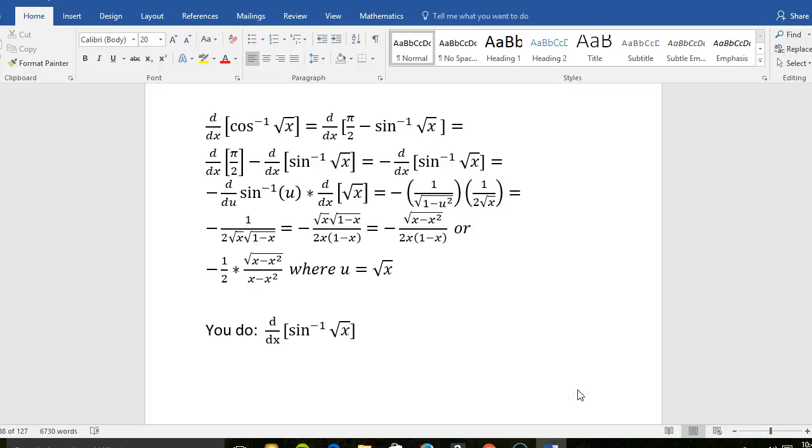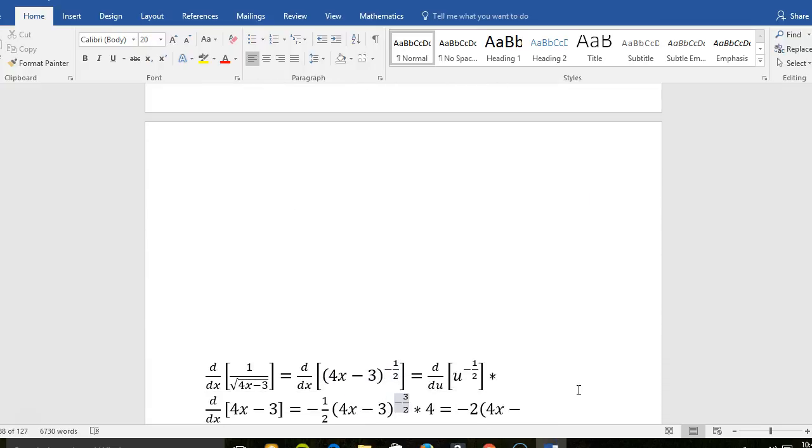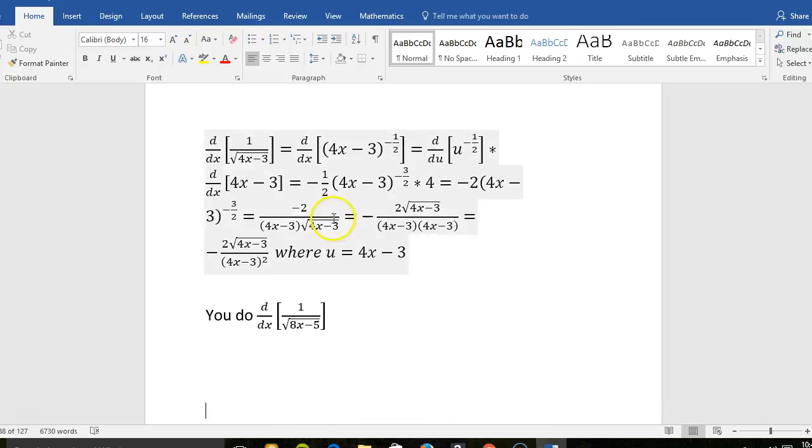So scrolling down and on the next page, well, my stuff is a little far down here. Let's look at this problem here. d by dx of 1 over the square root of 4x minus 3. That's d by dx of 4x minus 3 to the negative half power by the definition of the negative half power. Now this naturally is going to call on the chain rule.